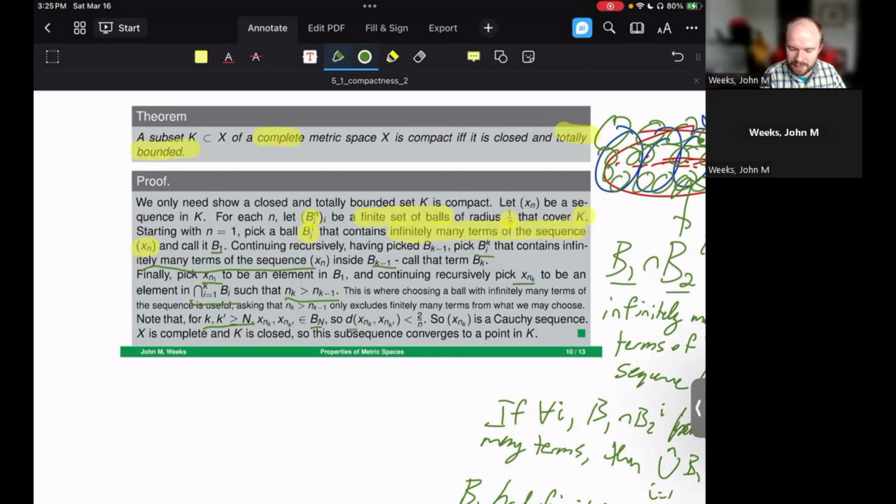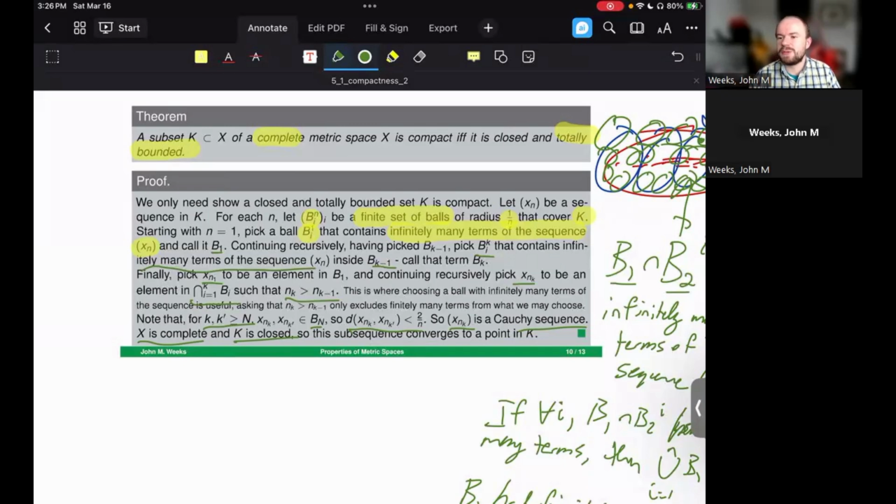So the distance between them can only be as large as 2 over n. The diameter of a ball of radius 1 over n is going to be 2 over n. That means that this x of nk is a Cauchy sequence. Since x is complete and k is closed, the subsequence must converge to a point inside of k. So totally bounded is what we needed here. That was the connecting piece.